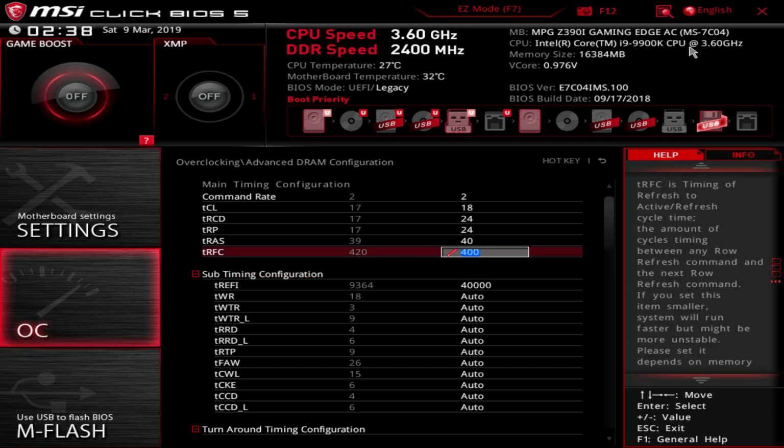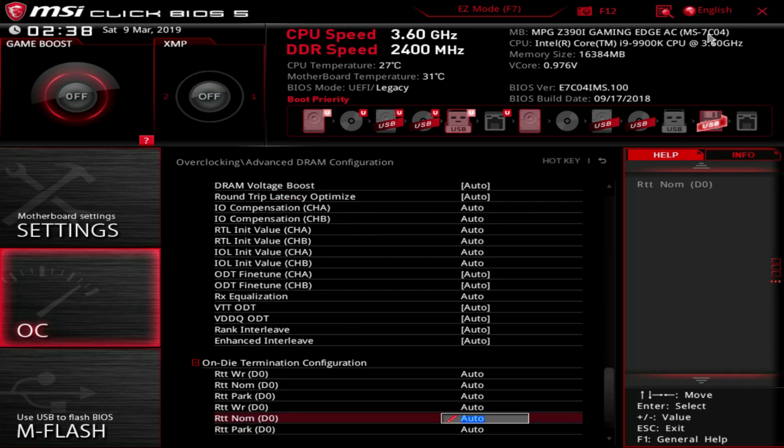You lower this one, performance improves, and stability probably doesn't change, at least until around the 300 range on it. And TREFI, basically you raise it, performance improves, and you won't necessarily see your stability change until you start exceeding like 40,000 on it. So that's why I'm going with 440,000 here. This is pretty much guaranteed to be stable.